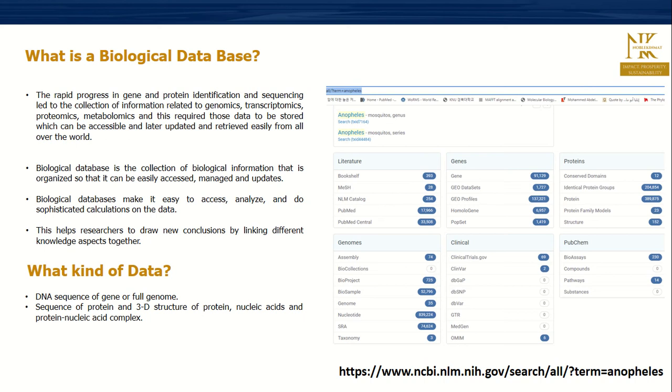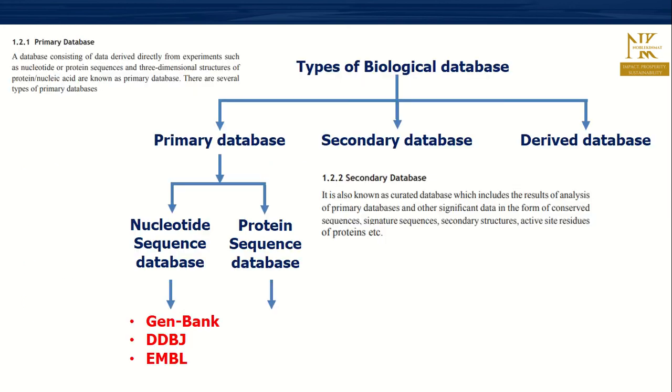So a biological database is a collection of biological information that is organized so that it can easily be accessed, managed, and updated. That is the simple definition of what biological databases are. So what kinds of data are stored? You can have a DNA sequence, a full genome, sequence of protein, 3D structures of protein, nucleic acid and protein structure. But basically, just like I said earlier, it is based on the DNA and the protein.